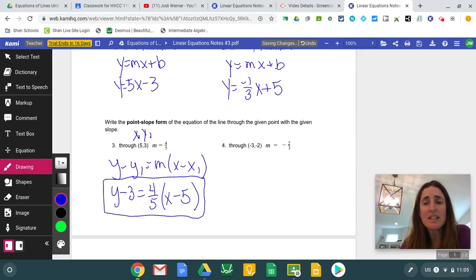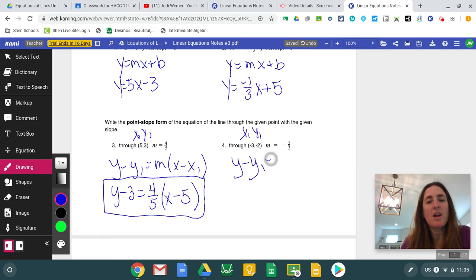Don't solve it, or don't multiply or distribute that 4/5 out. In this case, it wants it in point slope form, so you leave it like that. If I did distribute it, it'll carry through and end up in slope intercept form, which is the wrong form. Okay, so again, I'm going to label this x1, y1.